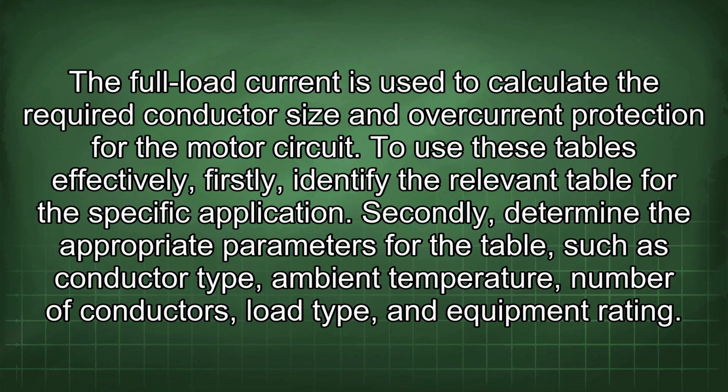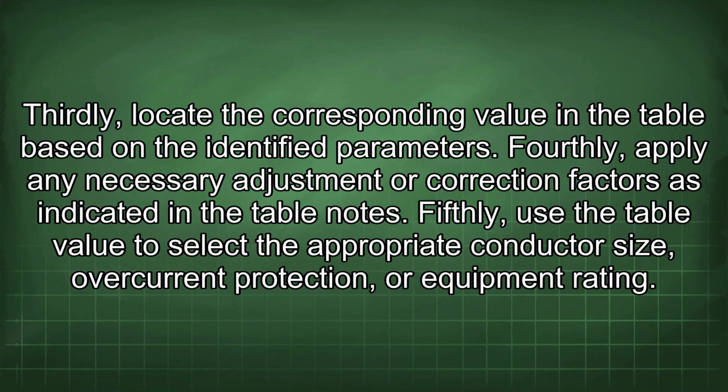To use these tables effectively, firstly, identify the relevant table for the specific application. Secondly, determine the appropriate parameters for the table, such as conductor type, ambient temperature, number of conductors, load type, and equipment rating. Thirdly, locate the corresponding value in the table based on the identified parameters. Fourthly, apply any necessary adjustment or correction factors as indicated in the table notes. Fifthly, use the table value to select the appropriate conductor size, overcurrent protection, or equipment rating.